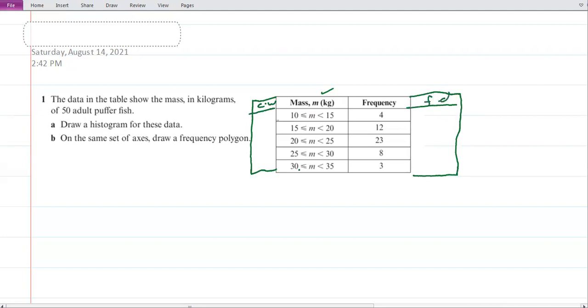Okay, first let's take the class width for each group. How do we take the class width? This is the upper class boundary, this is the lower class boundary. So upper class boundary minus lower class boundary, that is the class width.